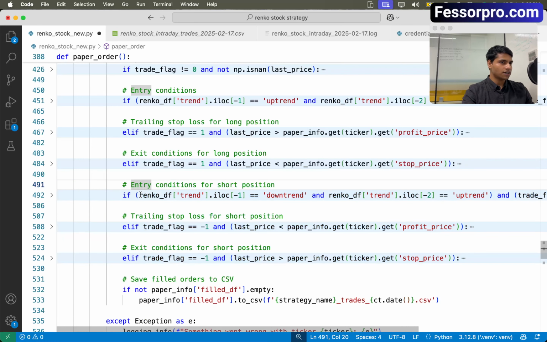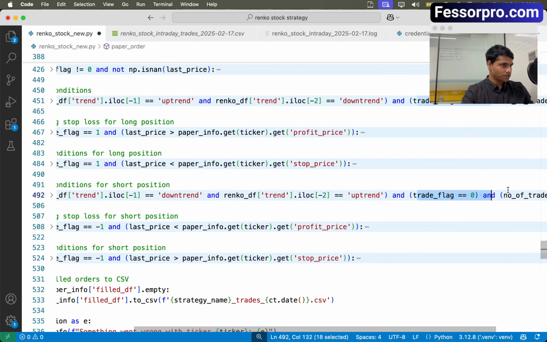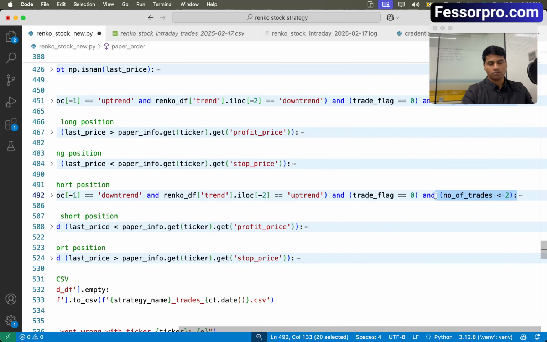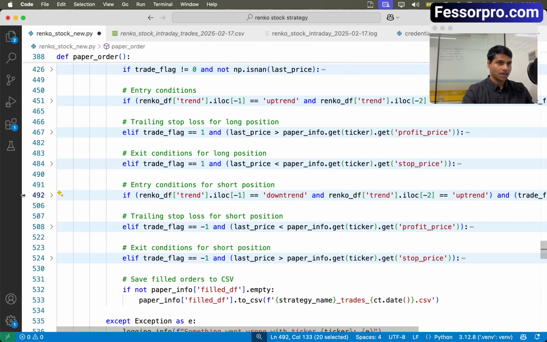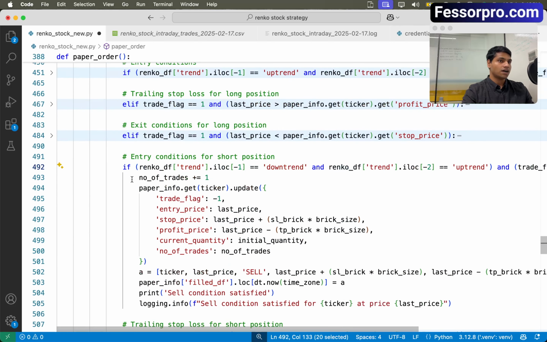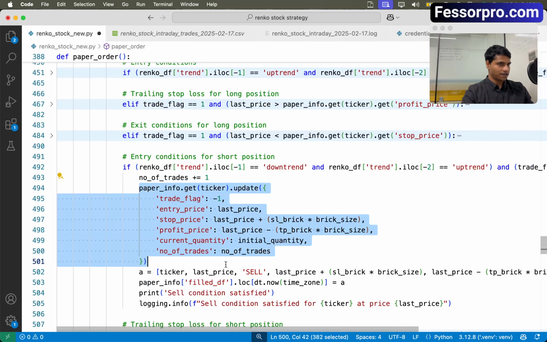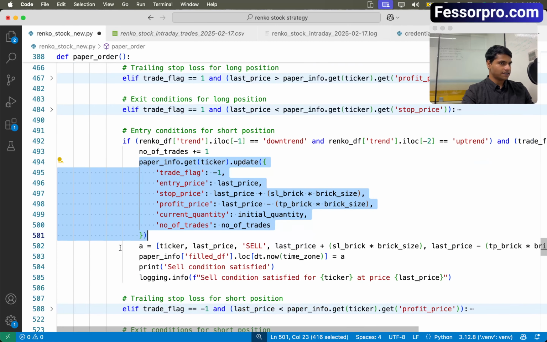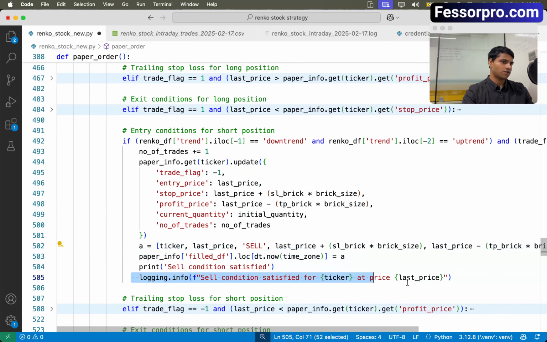So what is my short condition? My short condition is that my current trend should be downtrend and the previous trend should be uptrend. It means we have changed from uptrend to downtrend. This is the condition. My flag should be 0 and the number of trades should be less than 2, because I cannot take more than 2 trades. If this is the case, then we will update the number of trades, update the paper info variable, write this data to the CSV file, and log this information to the log file.